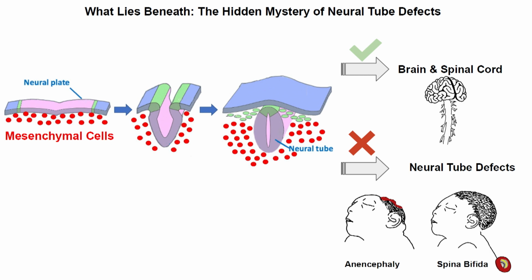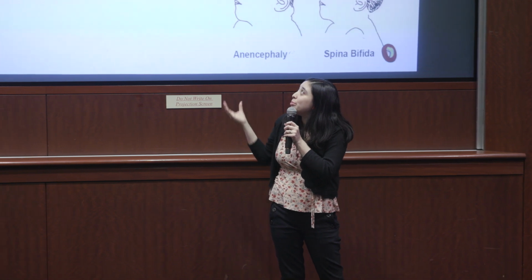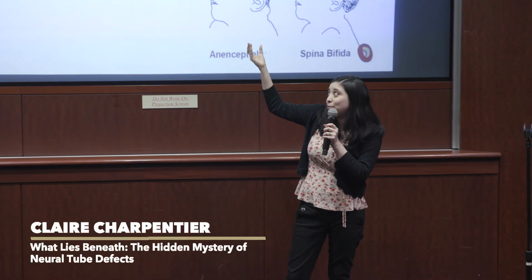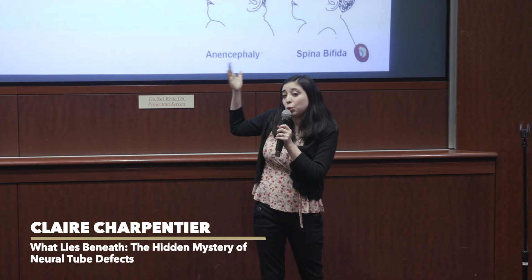Surprisingly, a big component is often missing from textbooks and even diagrams, and that is the mesenchymal cells, these cells right there underneath the neural plate in red. And these cells are actually central to my thesis. Using a mouse model, I have found that these mesenchymal cells actually move upwards right underneath the neural folds, suggesting that they help push them up. And when the defect occurs, these cells move more, but in a disorganized way.